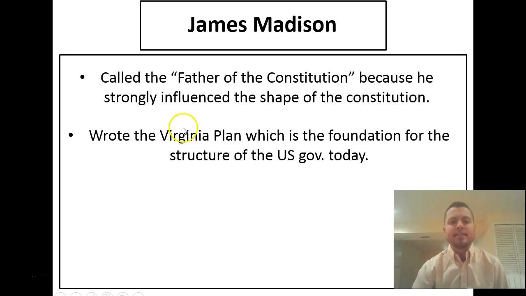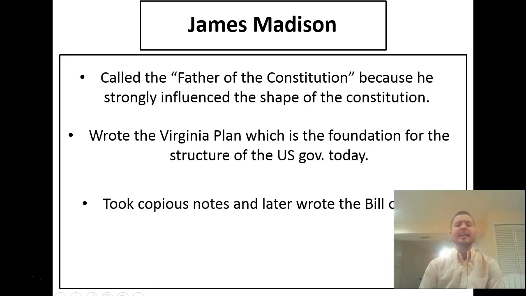See, and that relates to the first point, that he strongly influenced the shape of the Constitution. Not saying he wrote the whole thing, but his ideas were so important to shape what the Constitution is, right? Hey, and he also took copious, that's a vocab word, which means a lot, notes at the Constitutional Convention. We know what happened there because of the notes he took. And later he wrote the Bill of Rights, which we'll talk about in about 2 note cards, I think. More evidence of him being the father of the Constitution. All right, are we good with that one? Ready for the next one?